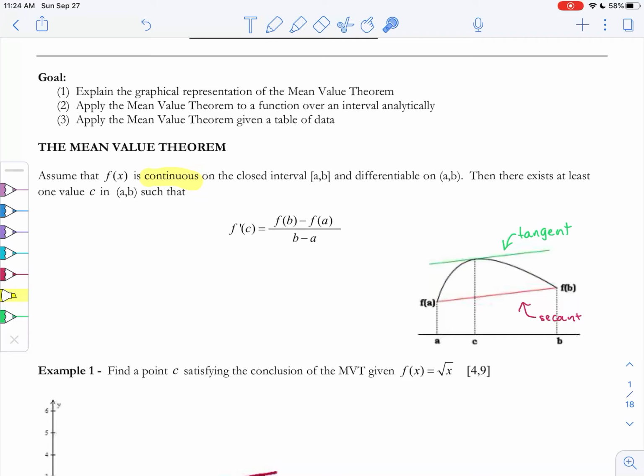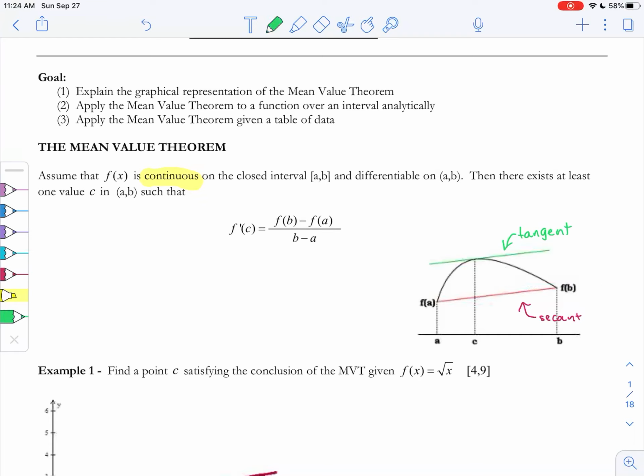According to the mean value theorem, we are guaranteed a value c, which is an x value, somewhere between a and b, such that the slope at a point, which is the slope of my tangent line, also known as the derivative at that point, is equal to the slope of the secant line, f of b minus f of a all over b minus a.